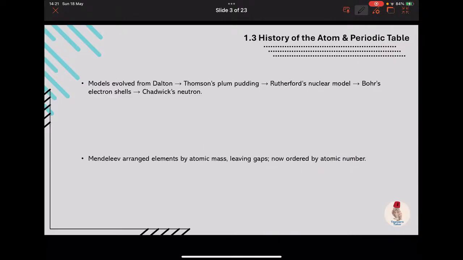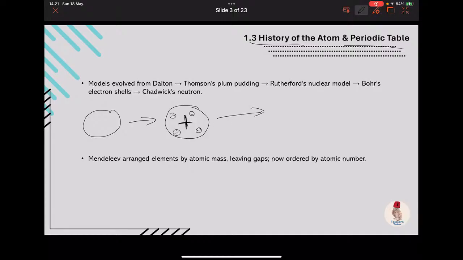Moving on to the history of the atom and the periodic table. Now, the models evolved from John Dalton's inseparable circle. So he believed that atoms were inseparable circles. They're solid balls that could not be divided. And then next we had Thomson's plum pudding model. So the plum pudding model was that an atom was a positive ball with negative electrons scattered around it, such as a pudding which would have plums in it, hence where the name comes from.